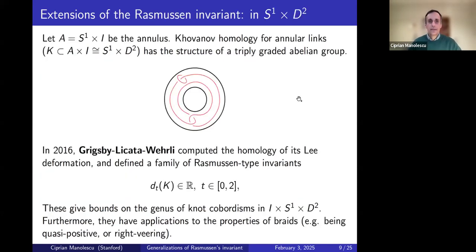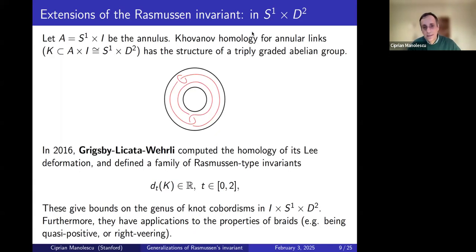Okay, so let me start with the annular Khovanov homology. So there we have diagrams inside the annulus, and you can redefine Khovanov homology. You take resolutions, and the only thing that's interesting is that there is a third grading because some of the resolutions go around the hole, and you associate a different graded vector space to that. Okay, great. And then you can deform it. You can do a Lie deformation. This was done by Grigsby, Licata, and Wehrli in 2016.